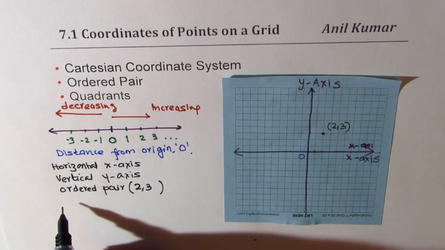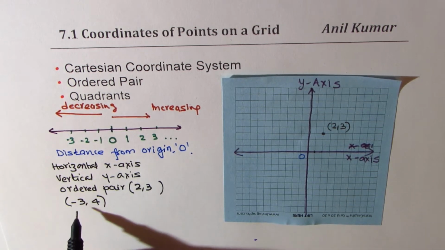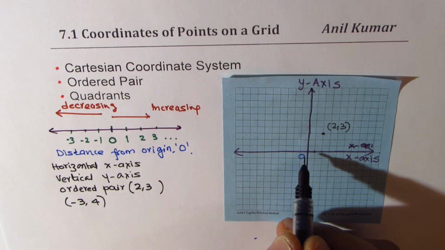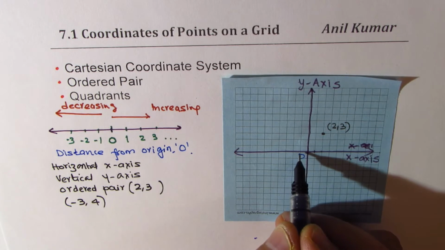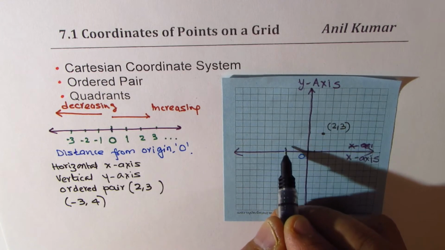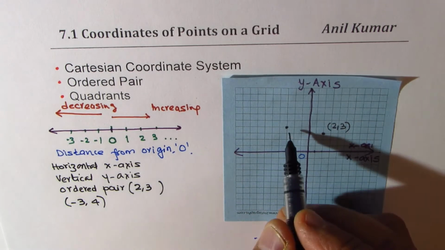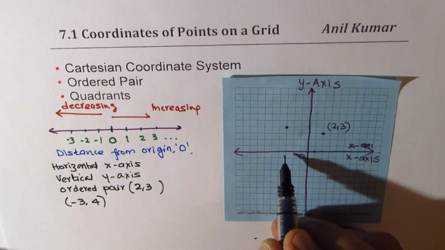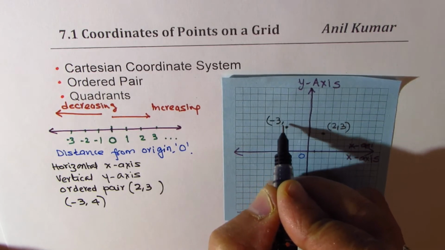Let's take another example. If I have a point which is minus 3, 4, that really means that from the origin, the point of intersection between the x and y axes, we have to go 3 units left. That negative number tells you to move left 1, 2, 3, and positive 4 means up 4, 1, 2, 3, 4. So the point which we reach is actually 3 units to the left of the y-axis, right? And 4 units above the x-axis. So this coordinate point here is minus 3, 4.